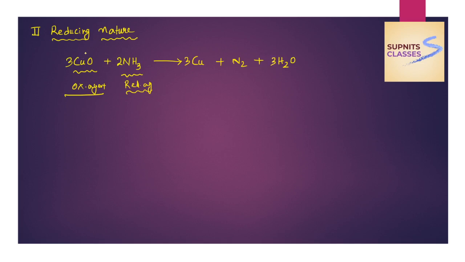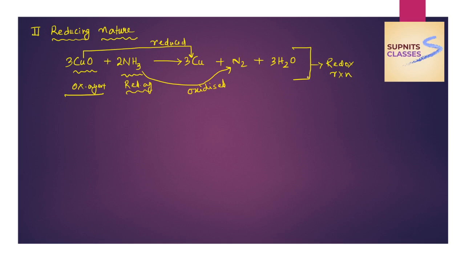So here in this reaction, copper oxide is getting reduced to copper and ammonia is getting oxidized to nitrogen. Very important reaction. Very important: which gets reduced, which gets oxidized. Reducing agent gets oxidized, oxidizing agent gets reduced. I hope it is clear. And this kind of reaction where both reduction and oxidation take place is called a redox reaction.